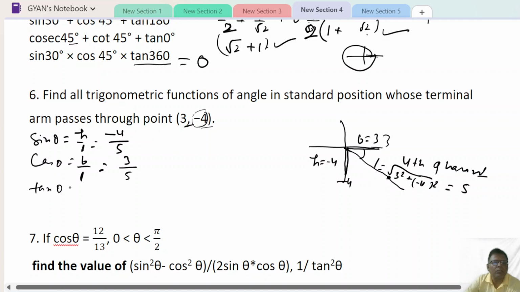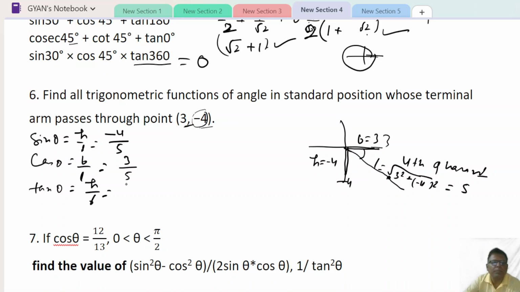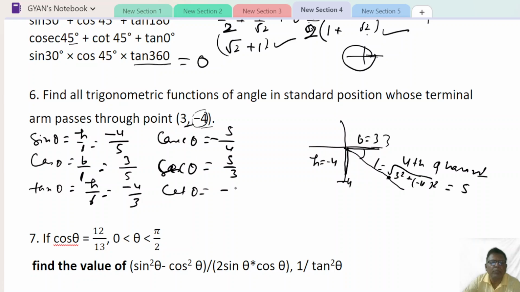Tan theta is equal to h by B. What is h? H is -4. What is B? B is 3. So now you take the reciprocal of this. Cosec theta is equal to 5 by -4, sec theta is equal to 5 by 3, and cot theta is equal to -3 by 4. So this is the answer.